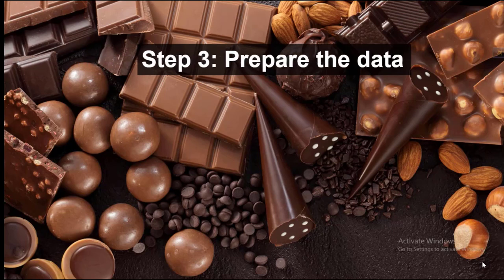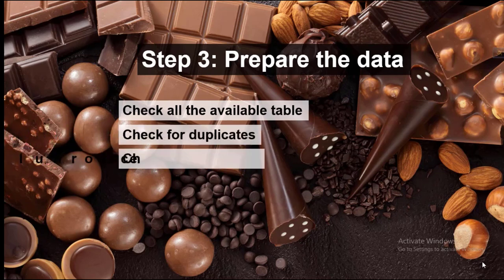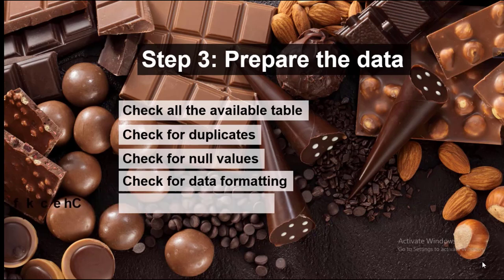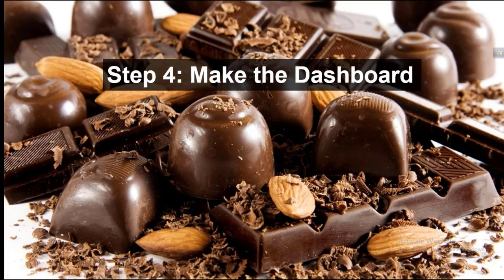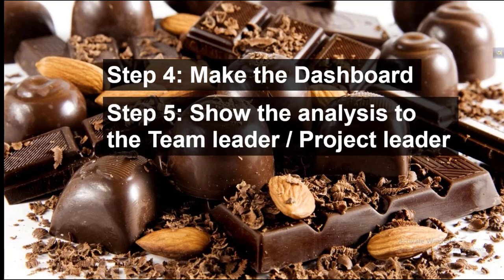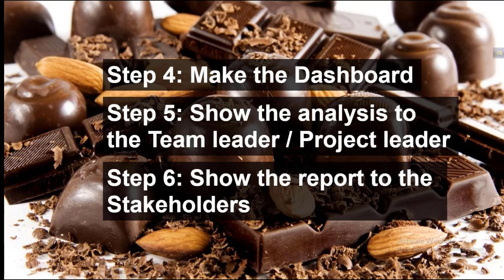Step 3. Prepare the data. So first of all, we need to check all the available tables, and we will check for duplicates and null values. We also check for the data formatting, and we also check for other issues too. Step 4. We will make the dashboard, and Step 5. We will show the analysis to our team leader or project manager or our colleagues to take some recommendations from them. And then finally, Step 6, we will show the report to the stakeholders.